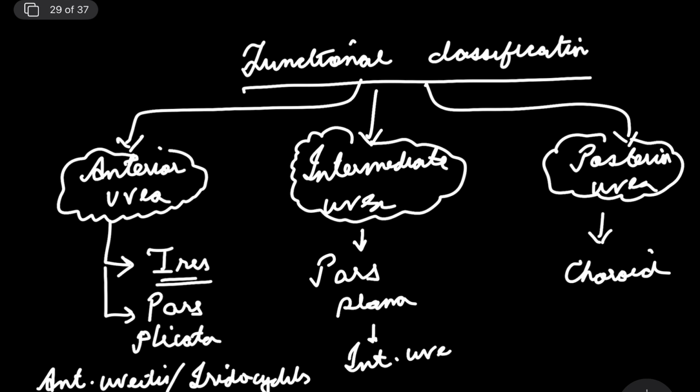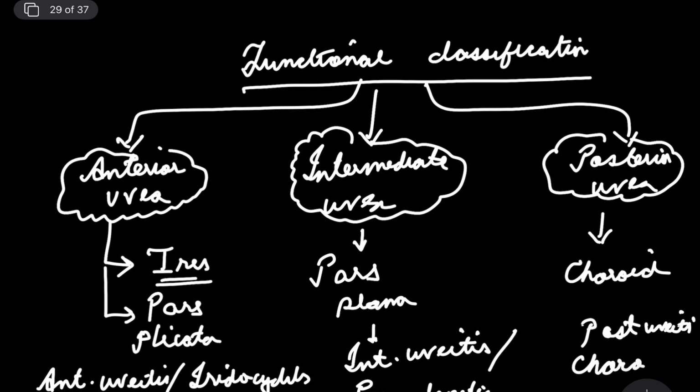Intermediate uveitis, being the inflammation of the intermediate uvea, is also known as pars planitis. As simple as that. And posterior uveitis, keeping in with the same spirit, is also known as choroiditis.